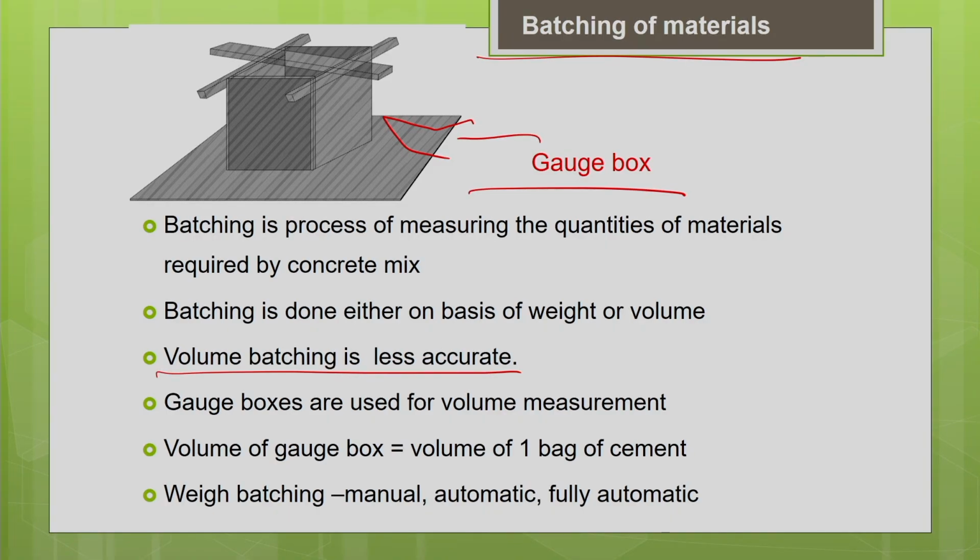Due to bulking, its volume appears more, but the actual weight will be less. So if you are going to measure the sand using this gauge box, what will happen? Your mix will become undersanded, because the volume may appear right, but the actual weight will be less, because your sand is wet. That's why it results in inaccurate measurement, and the mix composition of the concrete gets affected.